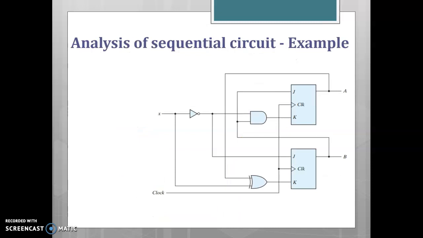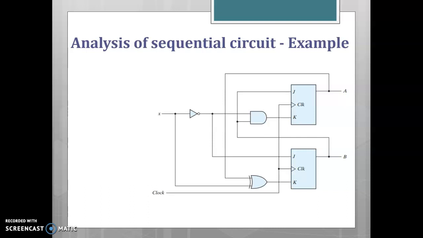So we'll consider one more example using JK flip-flop. The analysis procedure is the same. The only difference is that in the previous problem, we were given a D flip-flop, where the next state equation is the same as the flip-flop input equation. Whereas in this problem, the flip-flop is a JK flip-flop, so the next state equation should be determined from the characteristic equation. That is the only difference. So I'll quickly solve this problem.